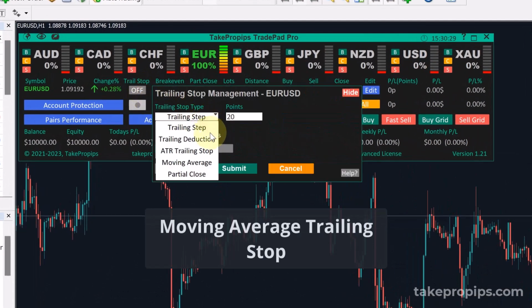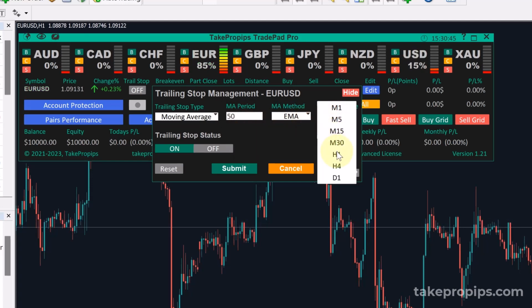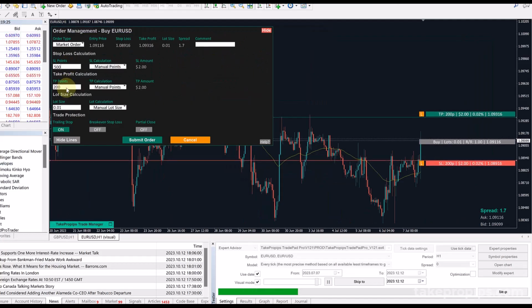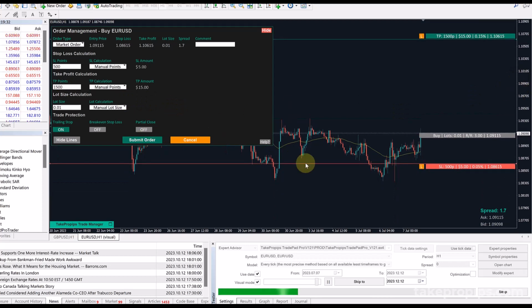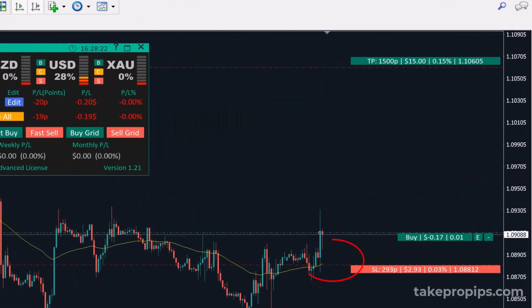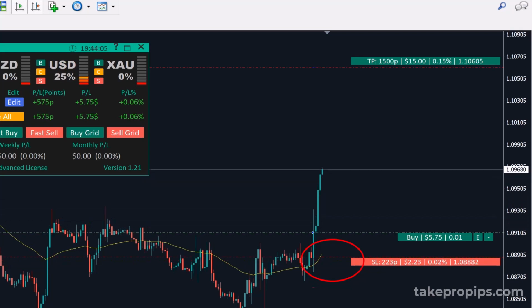Next, we have the moving average option. This allows you to trail your stop loss using a moving average. In this example, we will set it to a 50 exponential moving average. Let's see how this works in action. As you can see, our stop loss is automatically following our moving average.